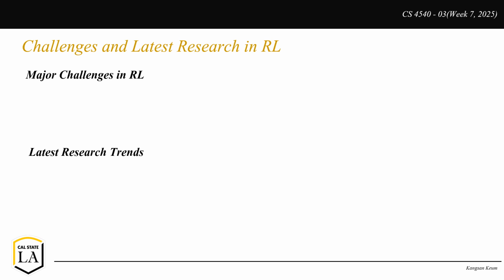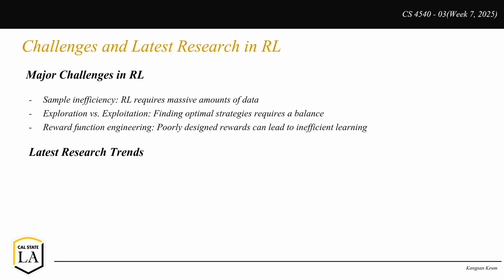Despite its success, reinforcement learning still faces major challenges. First is sample efficiency. RL models require massive amounts of training data. Second is exploration problems. Agents sometimes struggle to find the best strategy. Last is reward design complexity. Poorly defined rewards can lead to suboptimal behaviors.